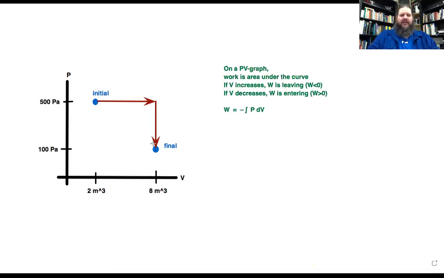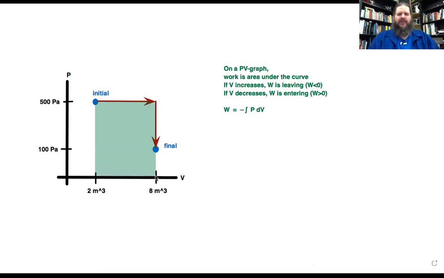How would that change the amount of work done as compared to the previous situation? Would you say that would be more work or less work or the same amount of work? Yeah, that's going to be more work because it's the area under the curve.